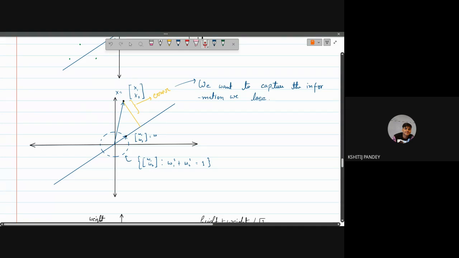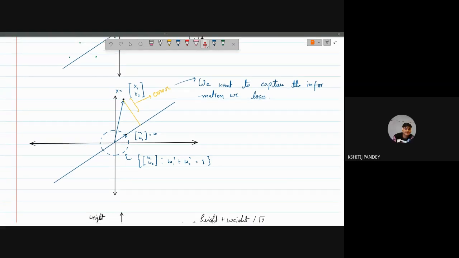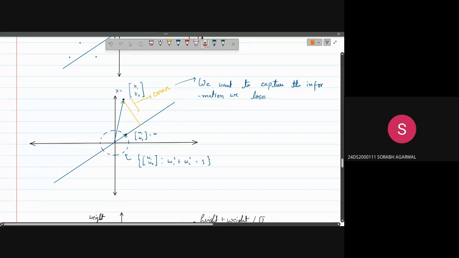Yeah, okay, let's continue. So this concept of second round is not clear. I'm not able to understand what you mean by second round?